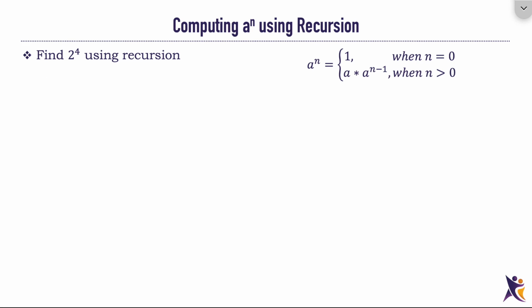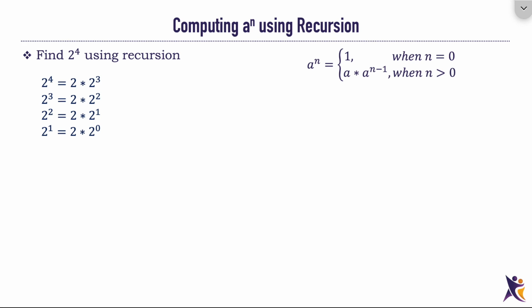as 2 into 2 power 3, and 2 power 3 can be written as 2 into 2 power 2, 2 power 2 can be written as 2 into 2 power 1, and 2 power 1 is written as 2 into 2 power 0. Now we have reached the base condition where n is equal to 0. So when n is equal to 0, a power n is equal to 1.